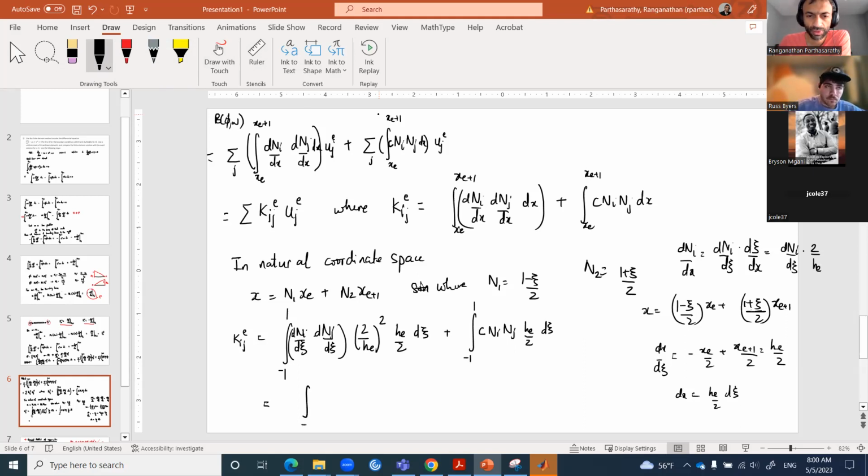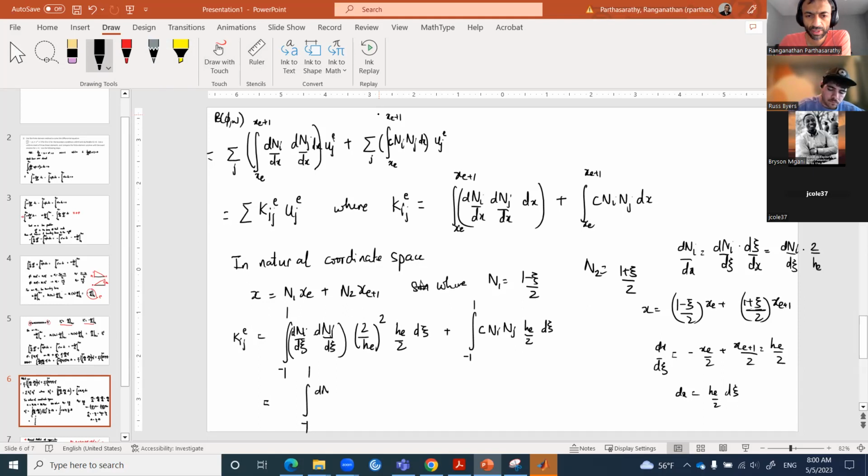So further simplifying, dNi by d psi, dNj by d psi, 2 by h d psi, plus integral -1 to 1 c Ni Nj he by 2, right? So that is Aij.